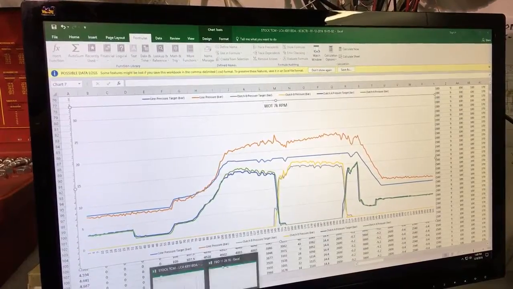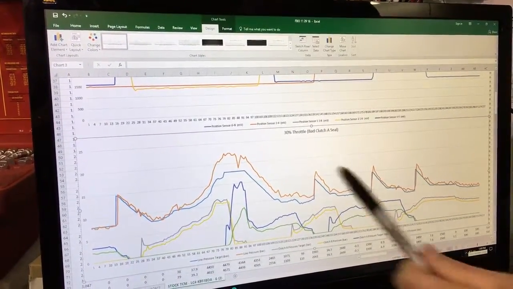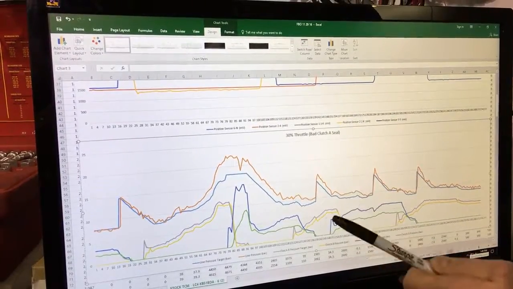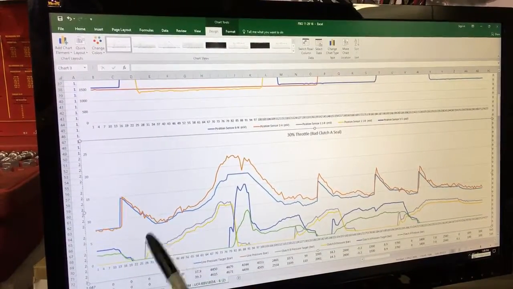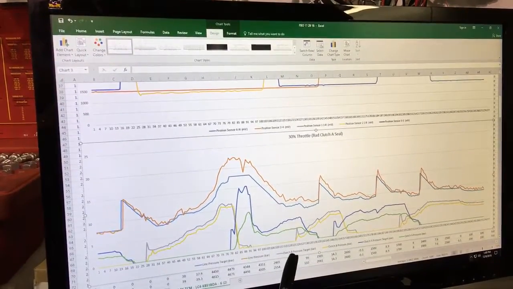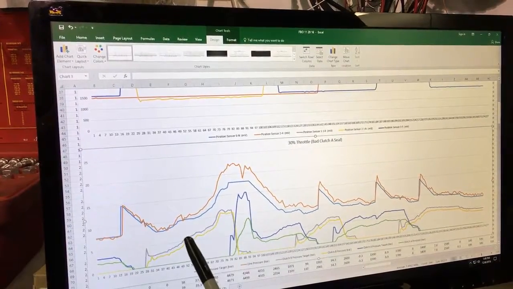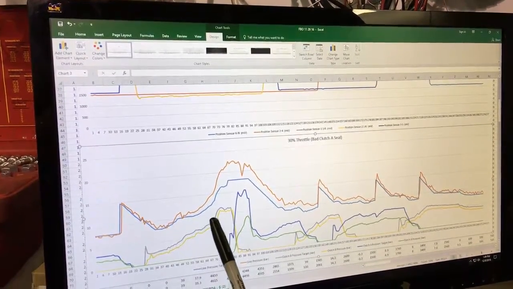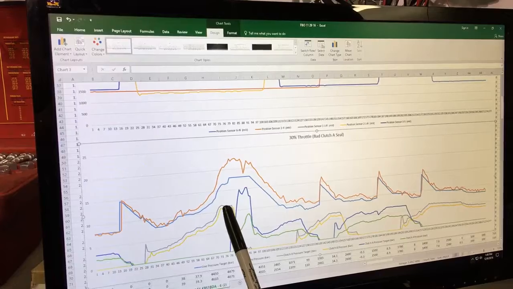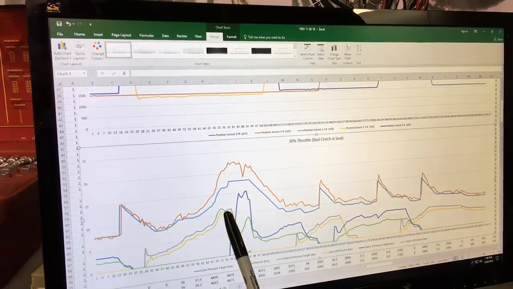So now we go to an unhealthy trans. Here is one, 30% throttle pull with a bad clutch A seal. So we look right here, so we have gray. The gray is B pressure target and B pressure actual right here. So we're going up through. So B seems good. I would imagine since this is B, this is probably first gear.